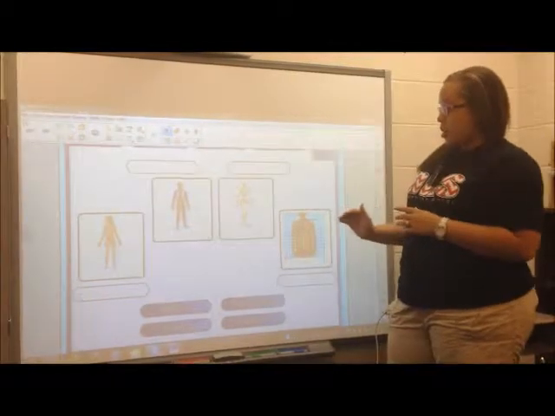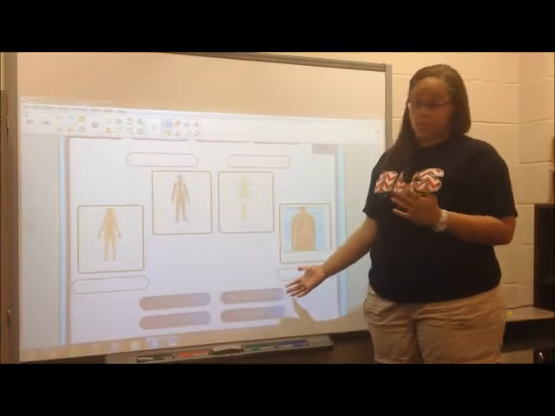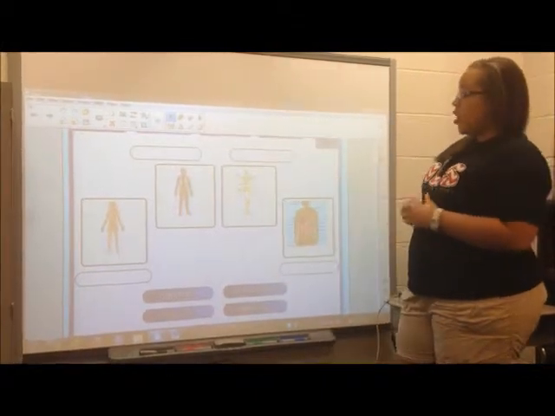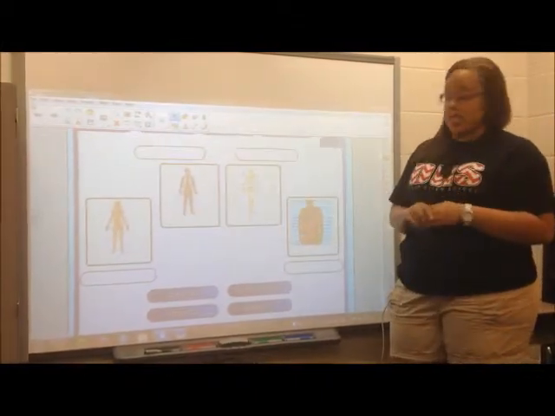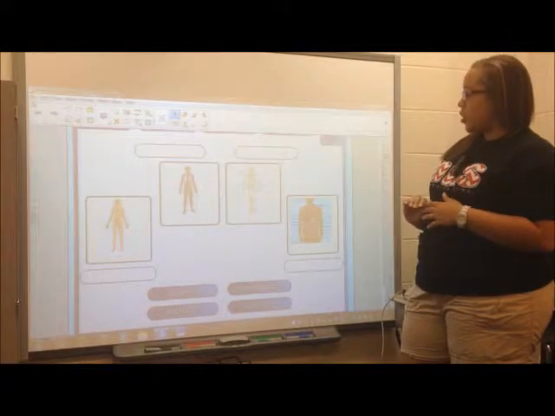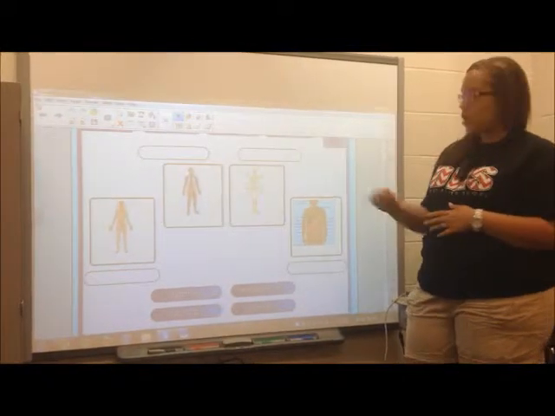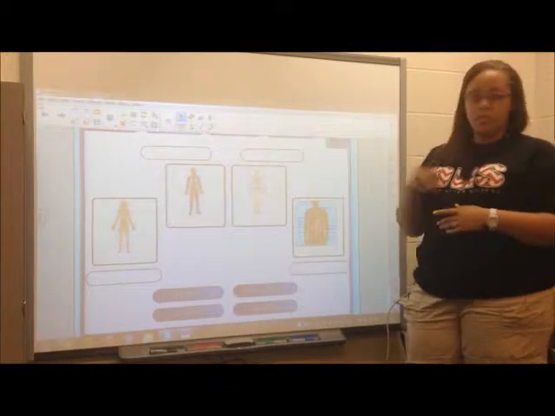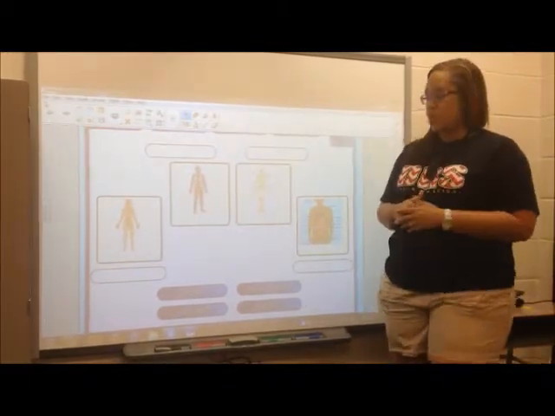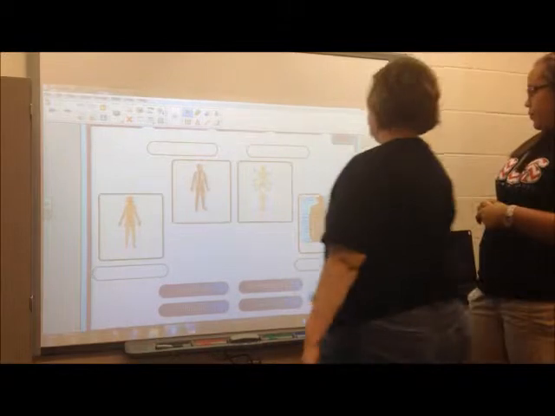Match our vocabulary words with our major systems to the pictures of each system. So I'm going to give you just a second. I want you to look at the words and look at the pictures, and we'll take turns and come up and match them. So give me a thumbs up when you're ready. AJ, you ready for the first one?